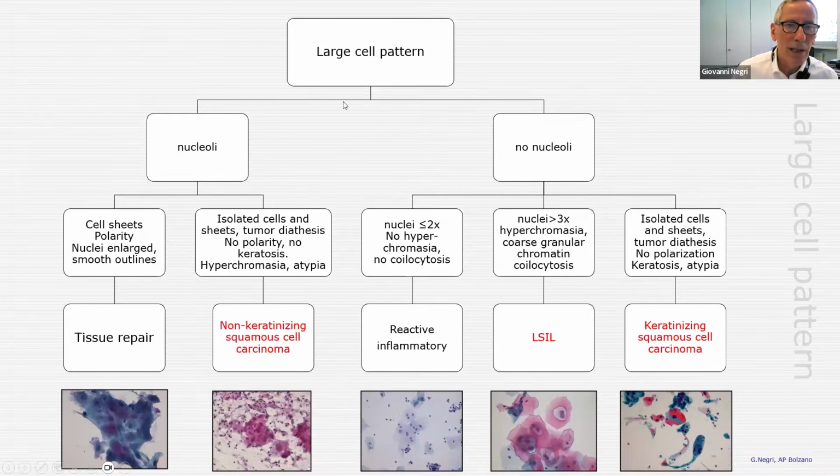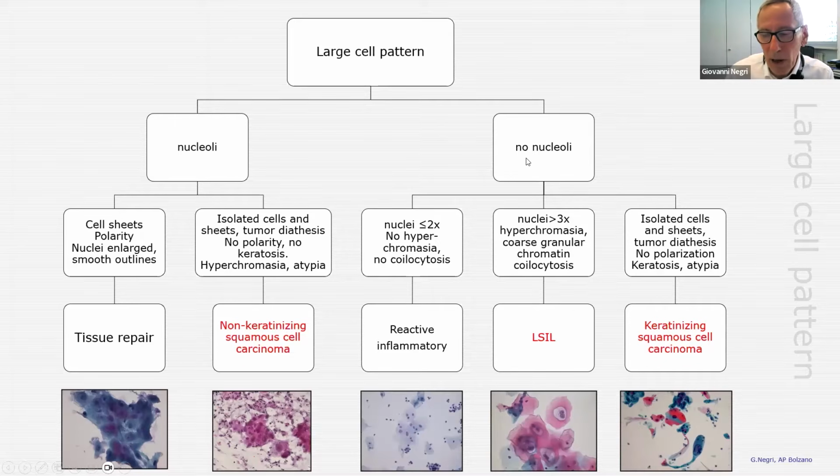When you look at your glass slide and you see abnormal large cells, if you see nucleoli, you have two main differential diagnoses. You see cell sheets with smooth outlines of the nuclei, polarity, no isolated cells, no tumor diathesis: it's a tissue repair. You see isolated cells with atypicality, tumor diathesis, hyperchromasia: probably it's going to be a non-keratinizing squamous cell cancer.